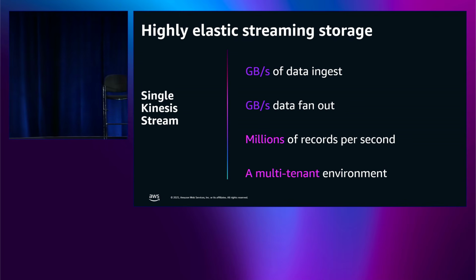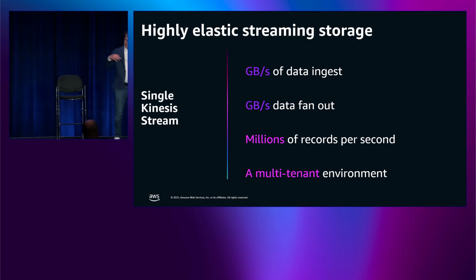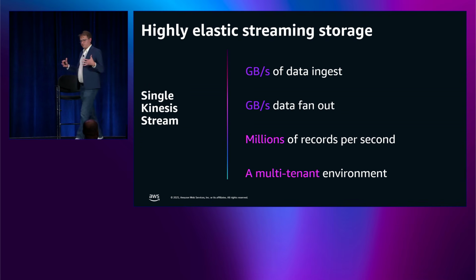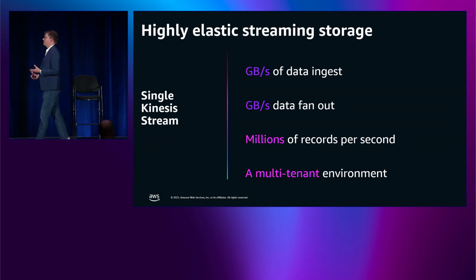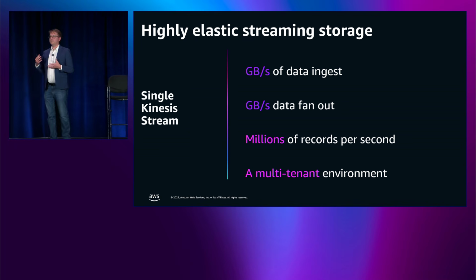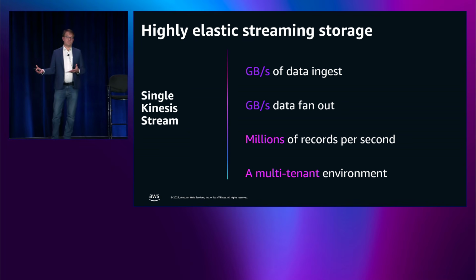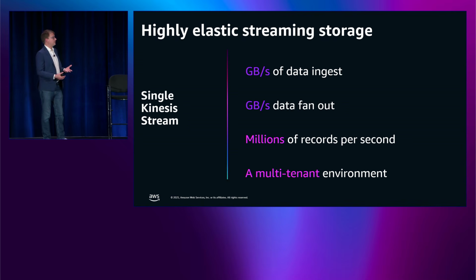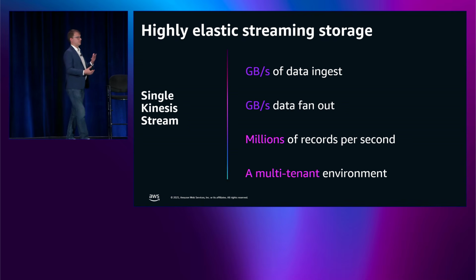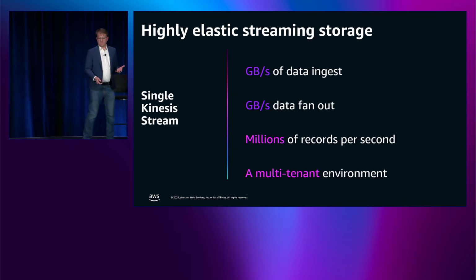We're zooming in even more, from this very large, wide scale that KDS can operate at, to the scale of a single Kinesis data stream. On an individual stream, you can have gigabytes per second of data ingest, gigabytes per second of data fan out to your consumers, and potentially up to millions of records per second. And this can all be within a multi-tenant solution, so you can have different applications producing data and consuming data all within a single stream.